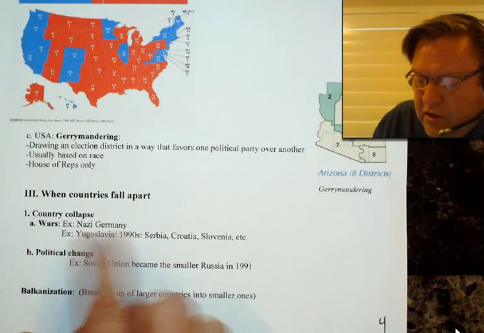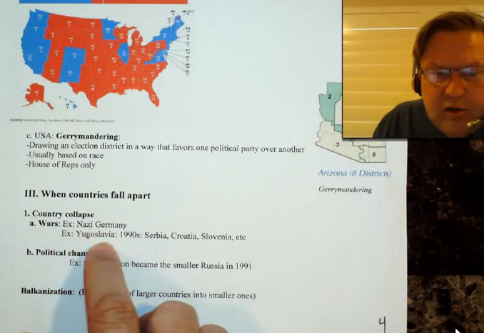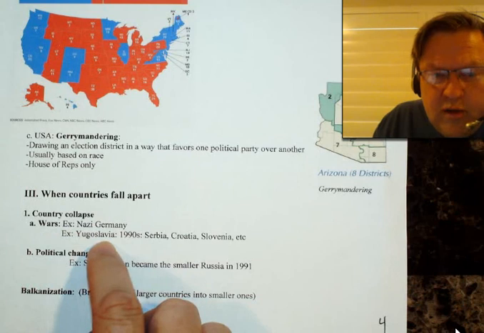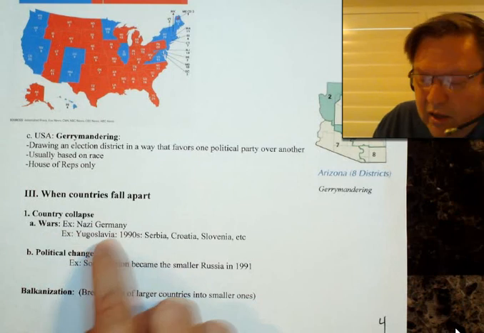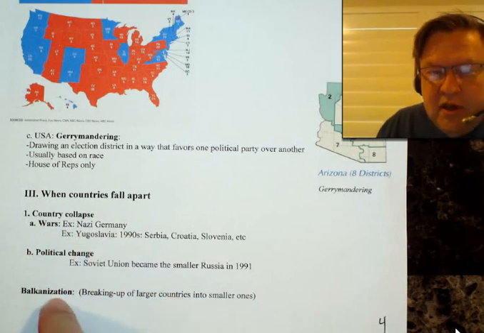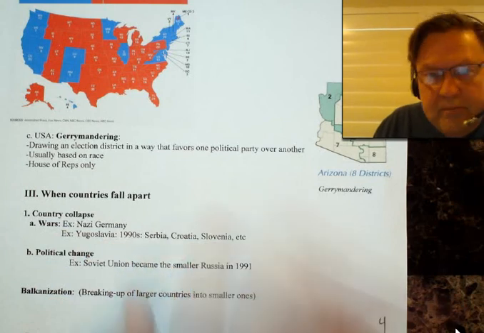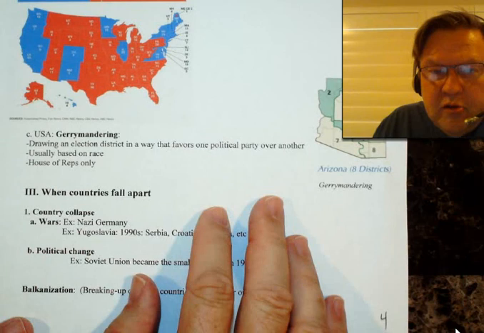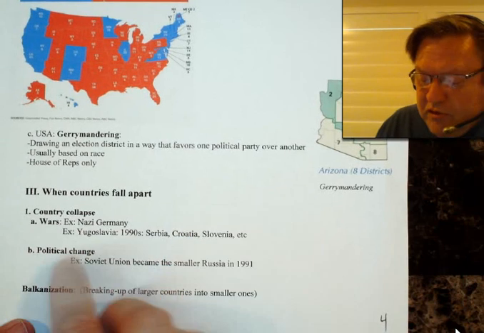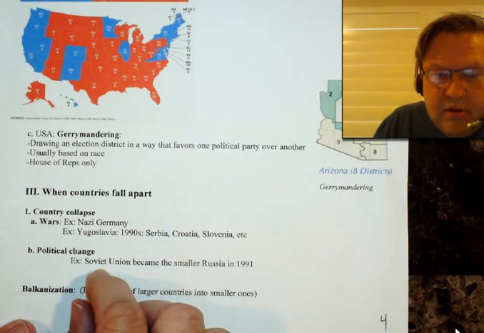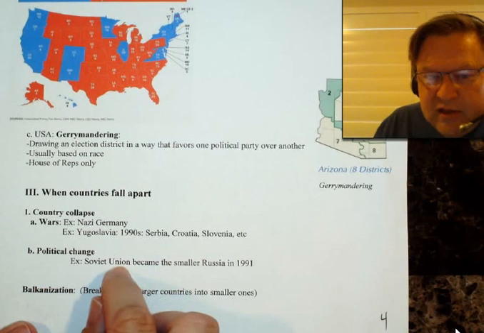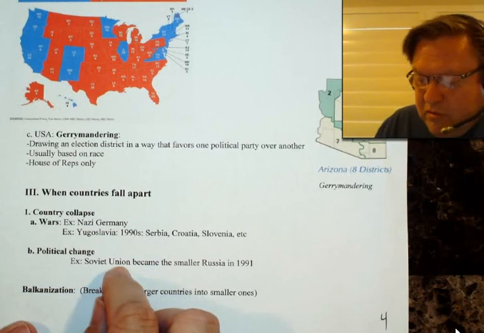Yugoslavia is another example. Civil war. The country fell apart in war, and Yugoslavia balkanized. That's the term, balkanized, and it broke into smaller countries like Serbia, Croatia, Slovenia. The other reason why countries collapse is political change. The Soviet Union no longer wanted to be communist. They lost that glue, and they became a much smaller Russia.